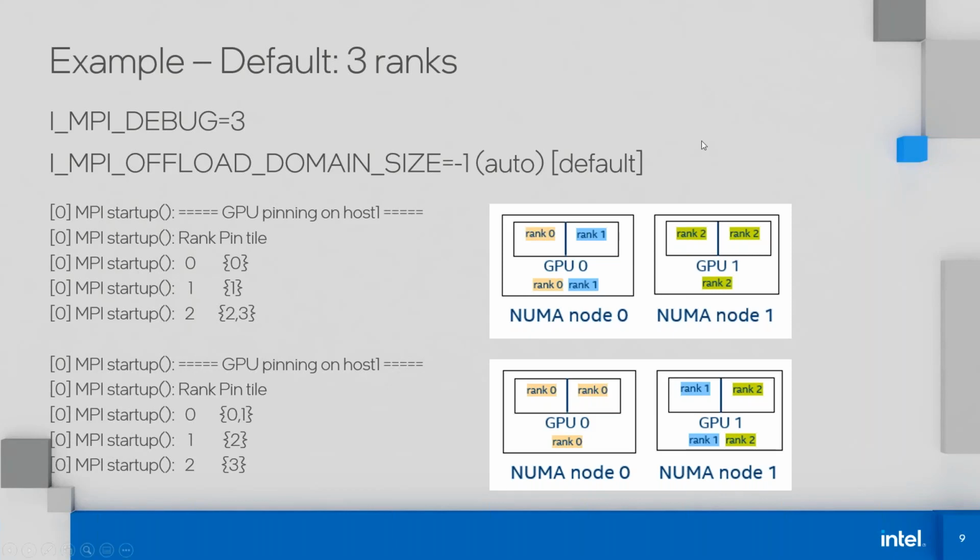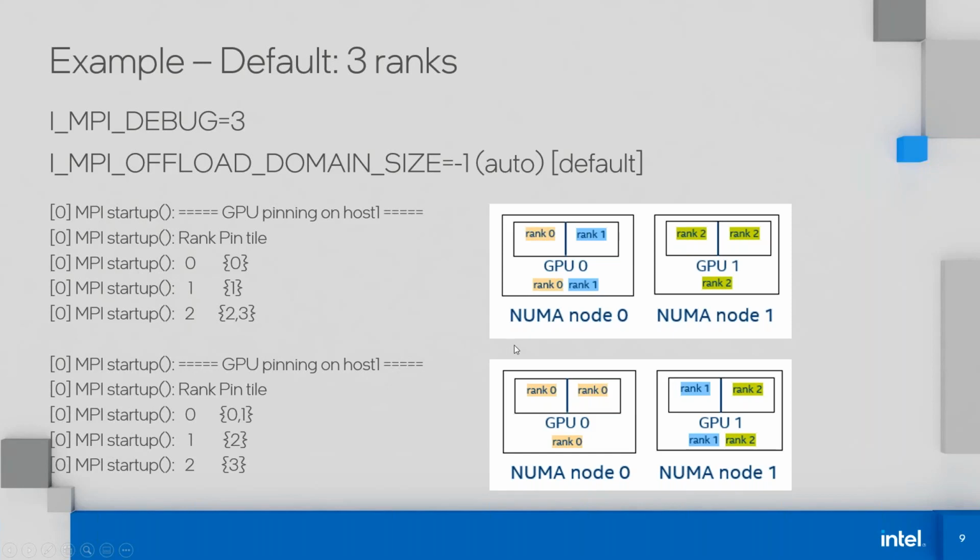There is a variable that controls how many tiles will be visible for the rank. It's the domain size variable, I_MPI_OFFLOAD_DOMAIN_SIZE. The default value is auto. With this value, the domain size can be different for each rank in order to use all available resources. And in the second picture, only rank 0 is located on the first NUMA node. That's why 2 tiles will be visible for this rank. And 1 tile will be visible for rank 1 and 1 tile for rank 2.